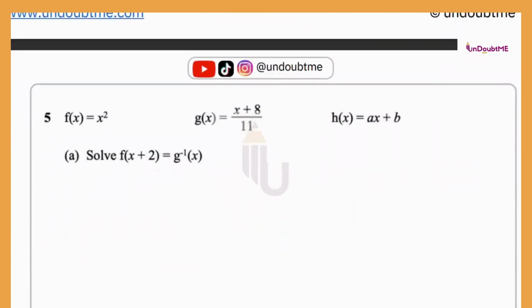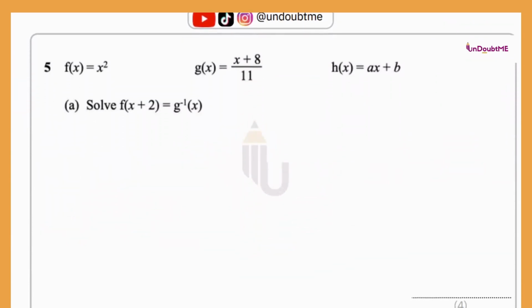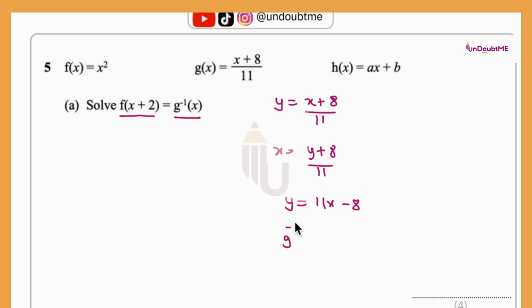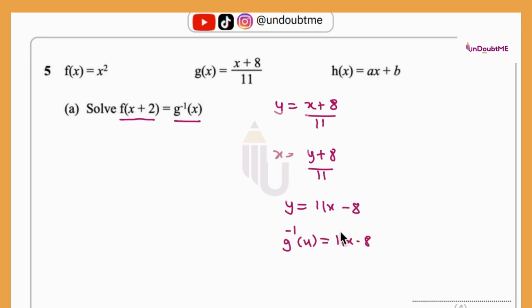Next question. Now here we have to solve f of x plus 2 is equal to g inverse x. First and foremost, let us try to find g inverse x. I will do the same thing that I have been doing in almost every question, interchanging x and y, then making y the subject, so y will be 11x minus 8. So I can say that g inverse of x is 11x minus 8.